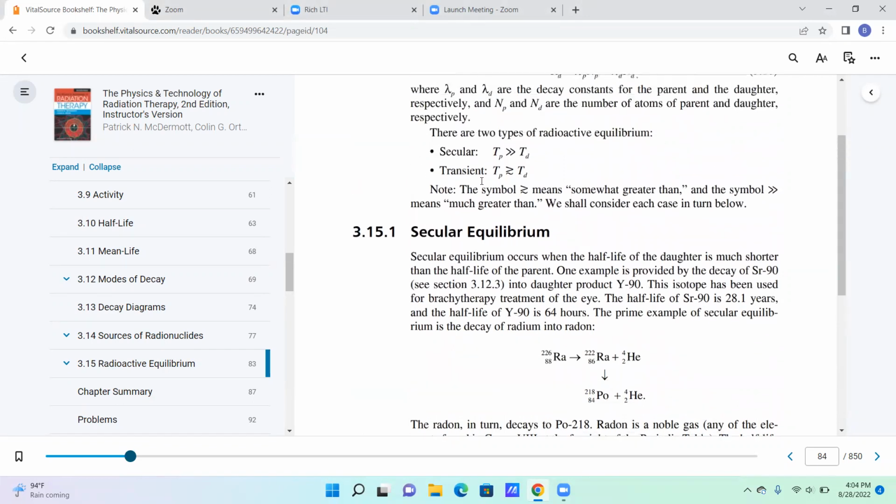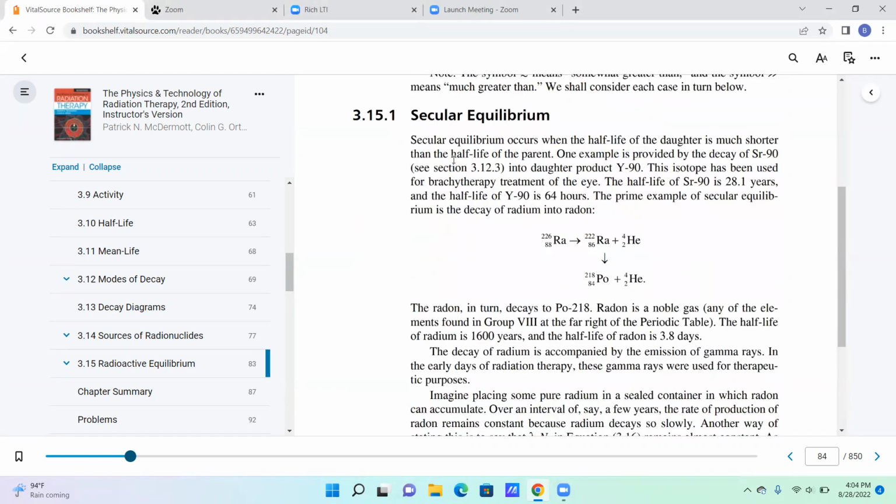With secular equilibrium, the half-life of the parent is much, much greater than the half-life of the daughter. One example is provided by the decay of strontium-90 into the daughter product yttrium-90. The isotope has been used for brachytherapy treatment of the eye. The half-life of strontium-90 is 28.1 years, and the half-life of yttrium-90 is 64 hours. You can see the prime example of secular equilibrium is the decay of radium into radon.